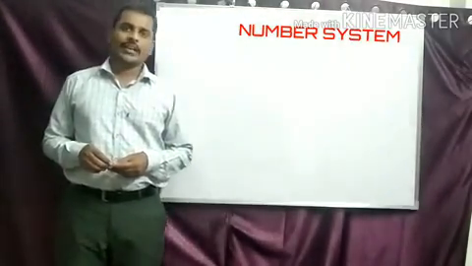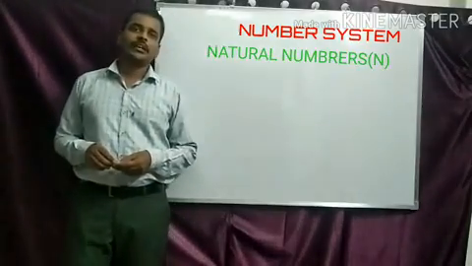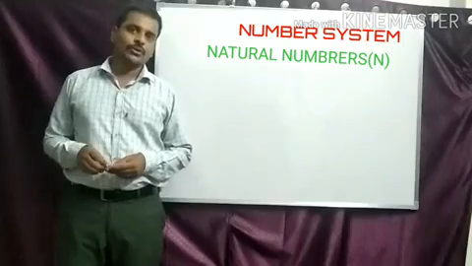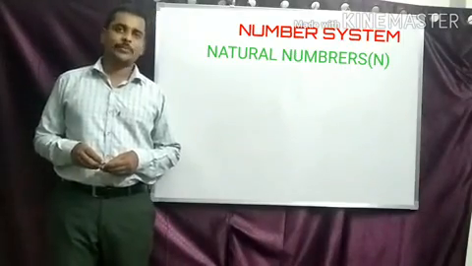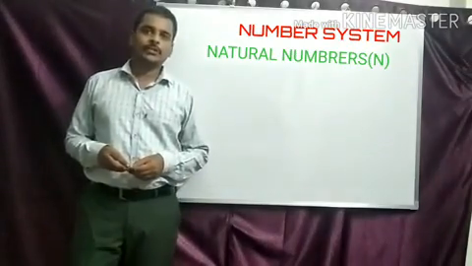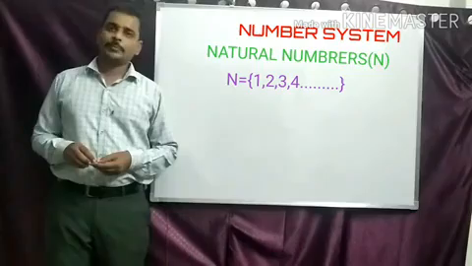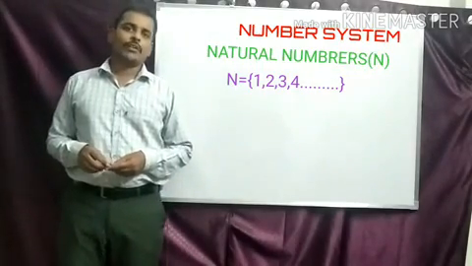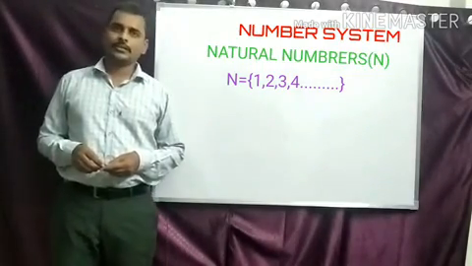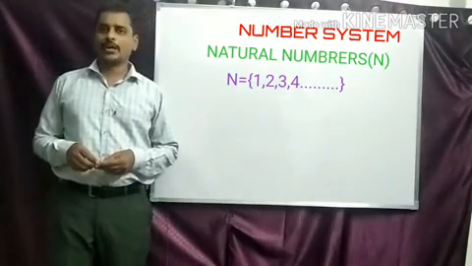First of all, natural numbers. Natural numbers are the numbers which we use to count things or objects, like 1, 2, 3, 4. Natural numbers are denoted by the letter N. That means N equals the set of 1, 2, 3, 4, and so on. The least natural number is 1.